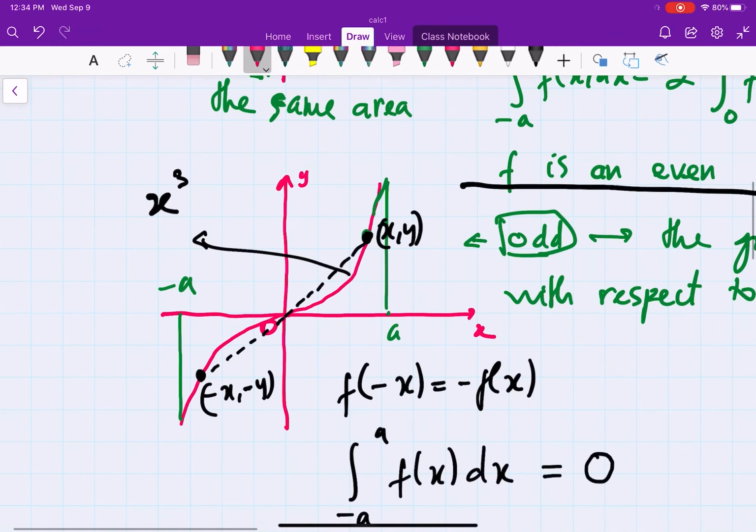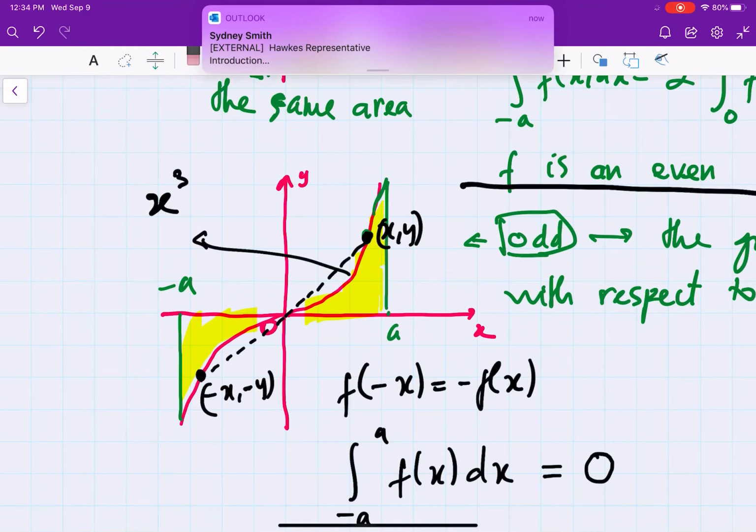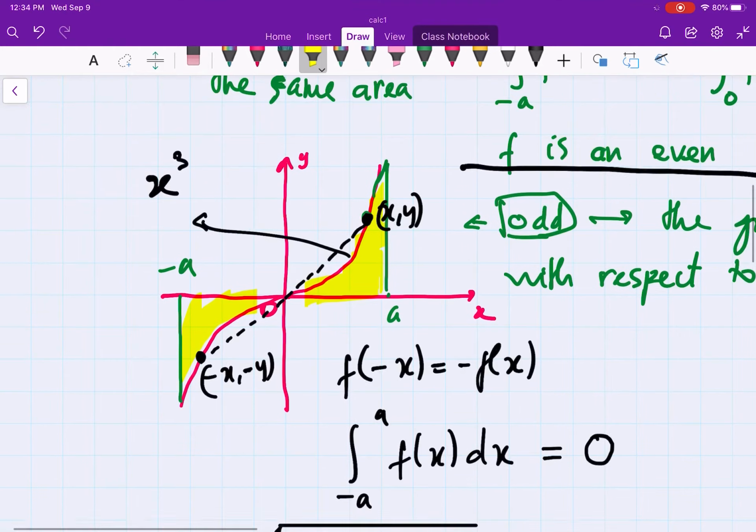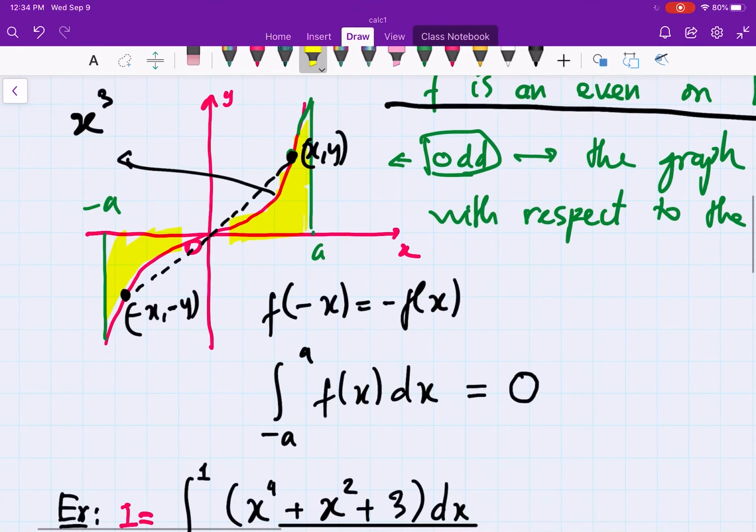Right? They will be cancelled out right here. Because for this part you have a negative area, and for this part you have a positive area. And they should have the same absolute value, right? But with different sign. So when you integrate that, you get 0. Does that make sense?